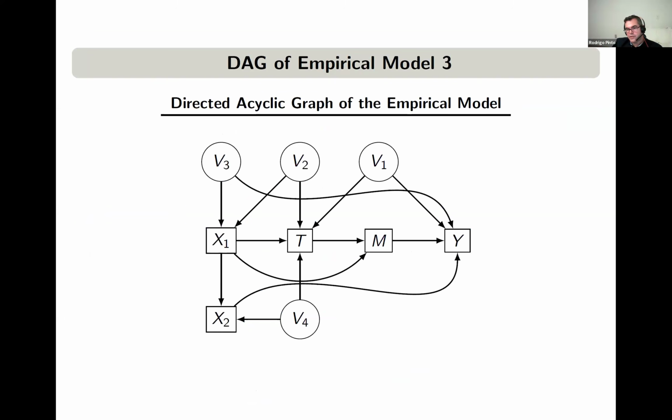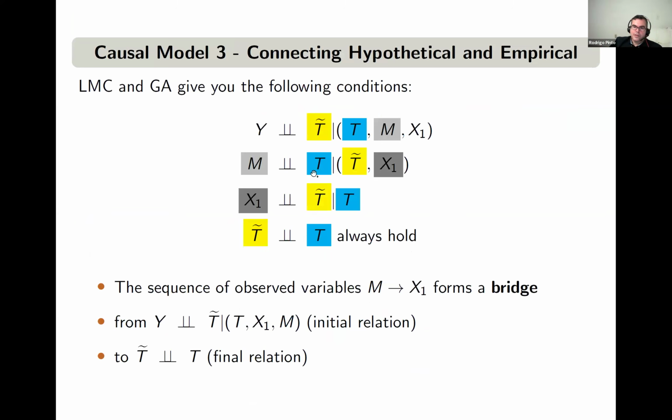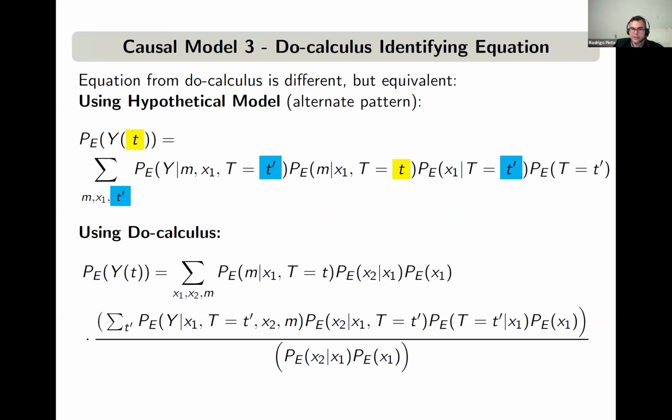That's another causal model that's used in this literature. We are interested in the cause effect of T on Y, and this cause effect is known to be identified. Again, in this model, I generate these independence conditions by applying the local Markov condition and graphoid axioms. Again, I have this bridge between Y and T. With these independence conditions, I can express the probability in the hypothetical model, Y conditional on T tilde, as a summation of this sequence of probabilities in the hypothetical model, and then equate each one of these probabilities to the probabilities of the empirical model, and I obtain identification of the cause effect. The equation using do calculus is this one here, and again, these two equations are equivalent.